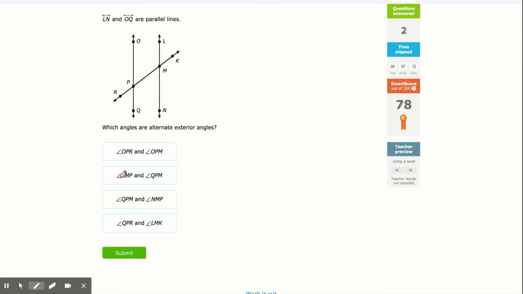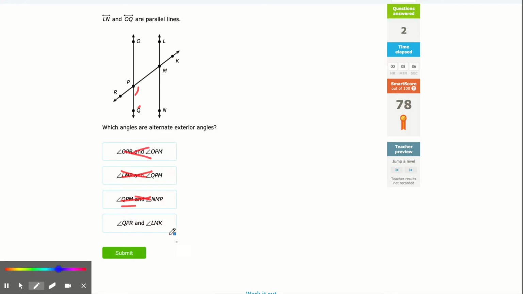So now I'm going to look at LMP. Well, right off the bat, that's an interior angle. That's in between the two parallel lines. That's not the right answer. So I know those ones aren't it. So I'm going to move to the next one. I'm going to look at QPM. Well, that's inside. QPM is another interior angle. That can't be it. Well, by elimination, if I eliminated the first three, it has to be the bottom one.